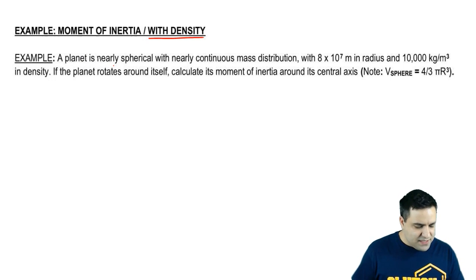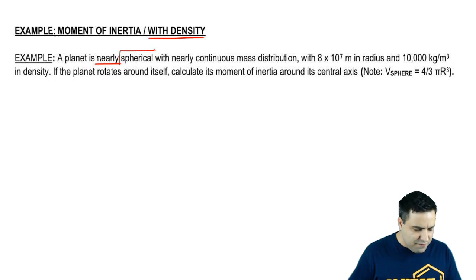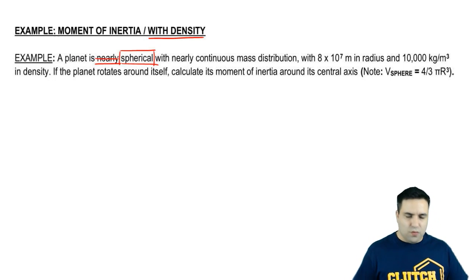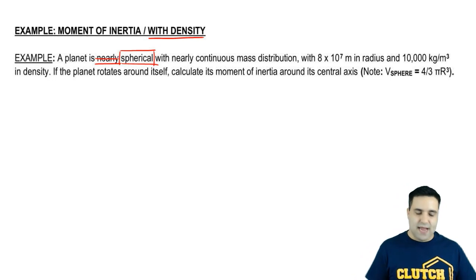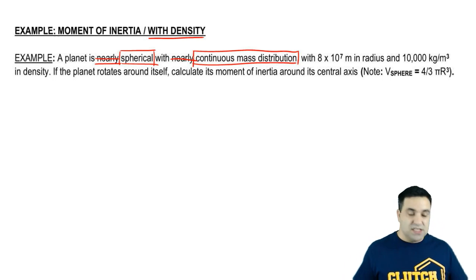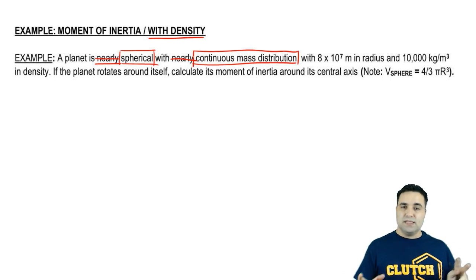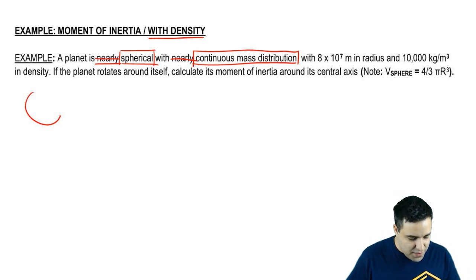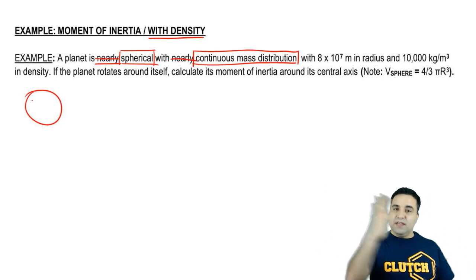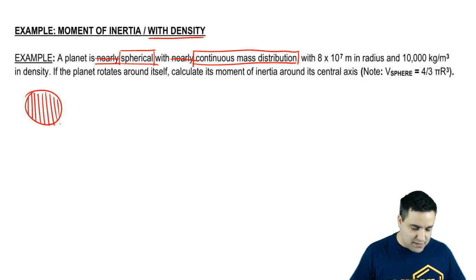It says we have a planet that is nearly spherical. Nearly spherical means that it's a sphere, so you can basically ignore the word nearly. It means we're going to approximate it as a sphere with continuous mass distribution. We'll talk more about this later, but it basically means that the sphere has the mass evenly distributed throughout the sphere. So sometimes you see it drawn something like this.